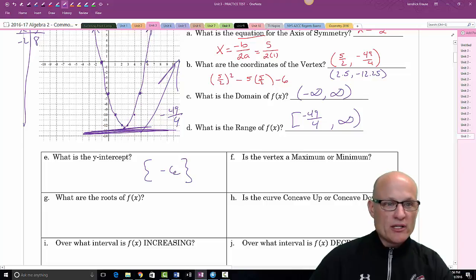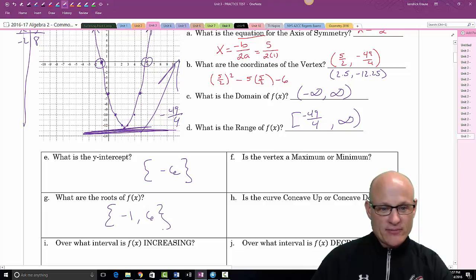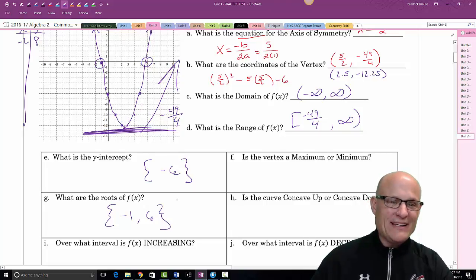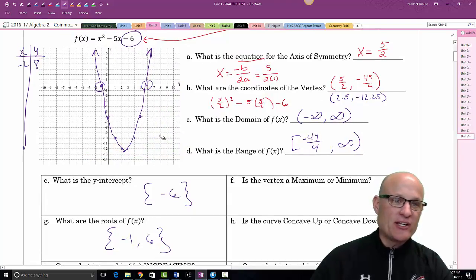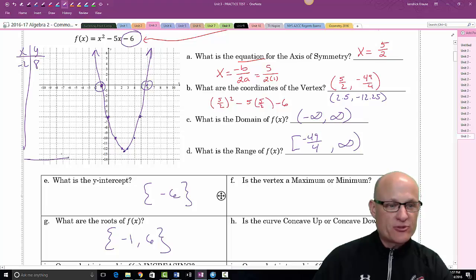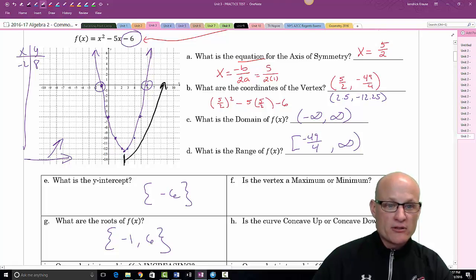What are the roots? Well, it hits at -1 and it hits at 6, even though mine didn't quite hit at 6. -1 and 6. Over what interval is it increasing? Now, you've got to remember, increasing is as you're reading from left to right that it's going up. So that's increasing. So if I start here and I go off in this direction, I am increasing.